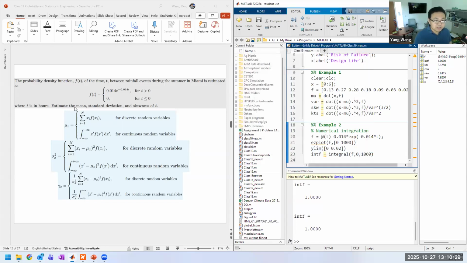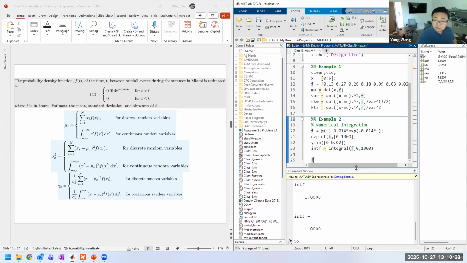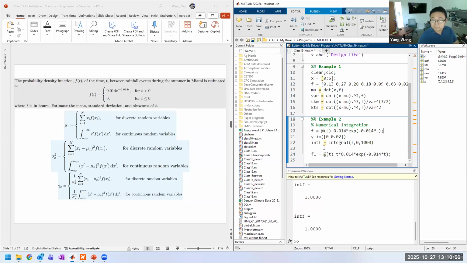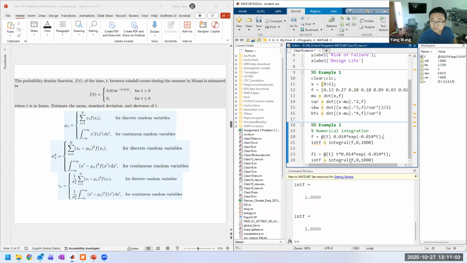So here we're trying to calculate the mean time between the rainfall events, right? So then what we do is we just multiply the time in front of the probability function. So we can define that as F1. Then it's going to be here. And then we multiply that by the time. Let's just put time over here. And we don't need to make the plot anymore. And then let's make here being integrating int F1, right? So this is the int F1, which is the mean time.